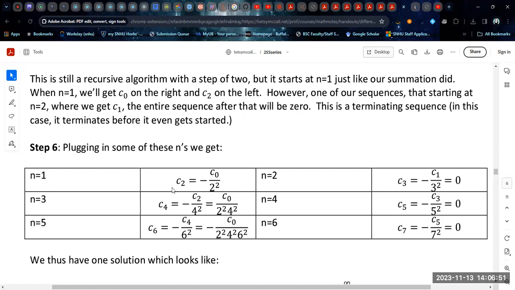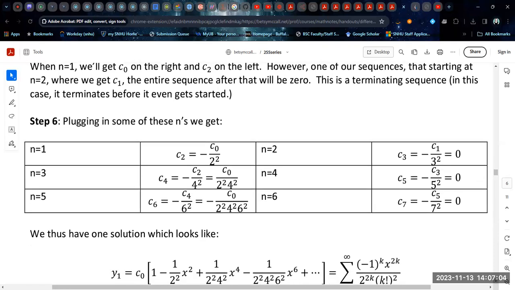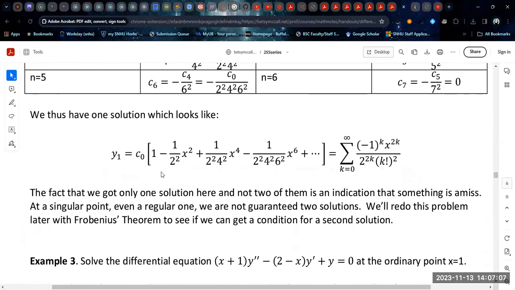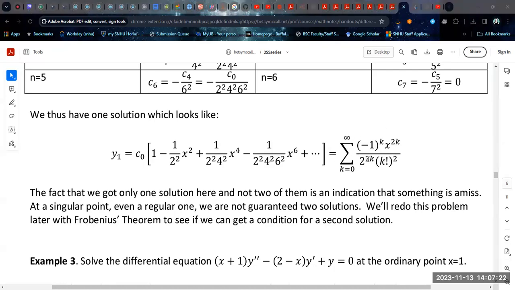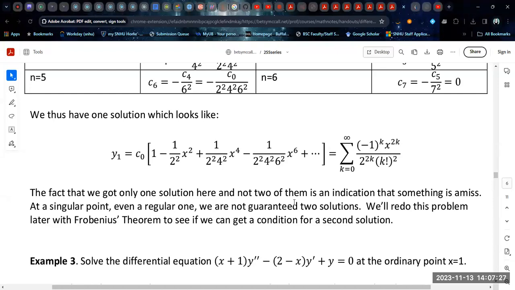So if we start with C0, we can find C2. And from C2, we can find C4, and so forth. And so we do end up with at least one solution. Now these denominators are kind of insane, but you can rewrite this expression in a nice compact solution. But this is only one solution.